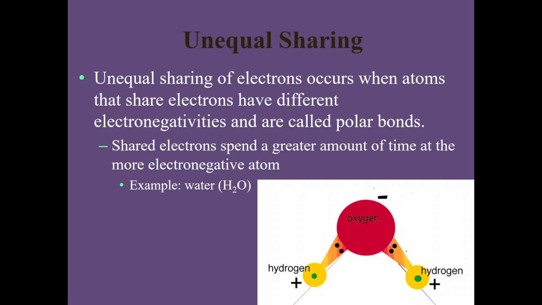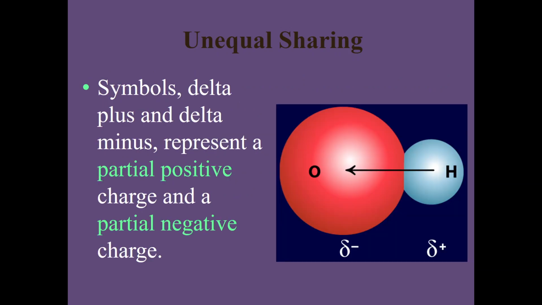We'll use the Greek letter delta to represent it, because it's a partial positive. It's not fully positive or fully negative. It's only partial. So the hydrogen would have a delta plus charge, while the oxygen would have a delta negative charge. Partial charge.